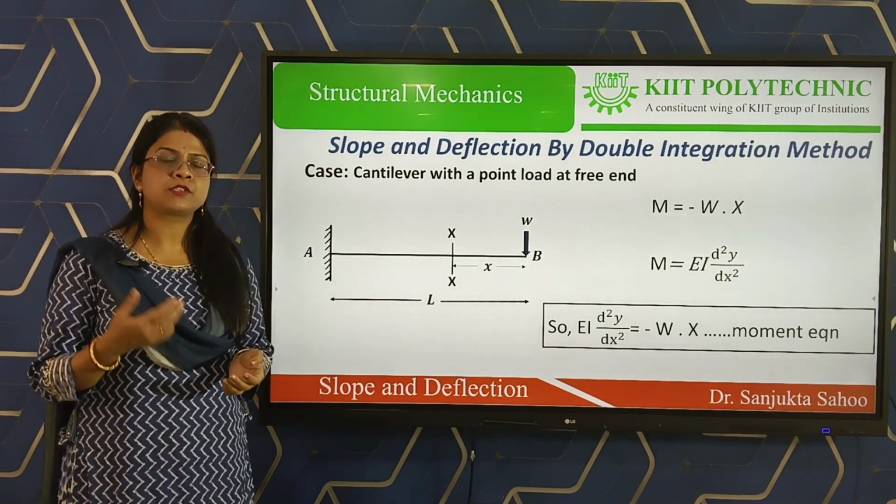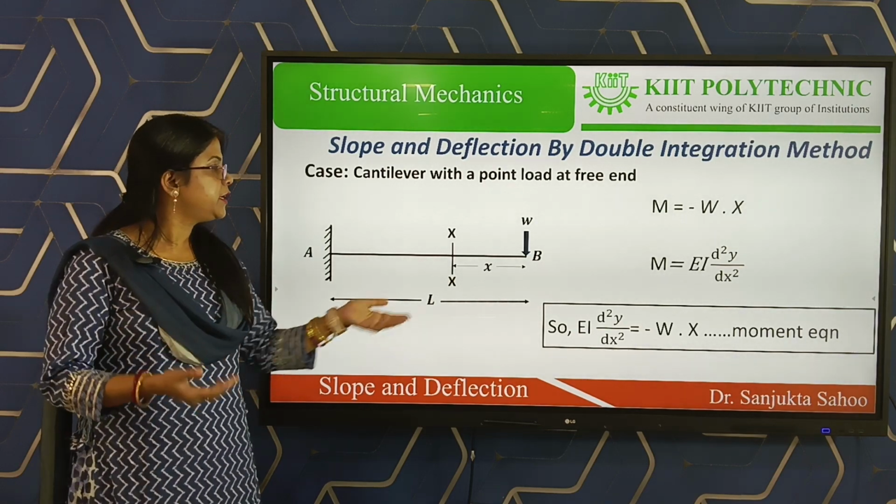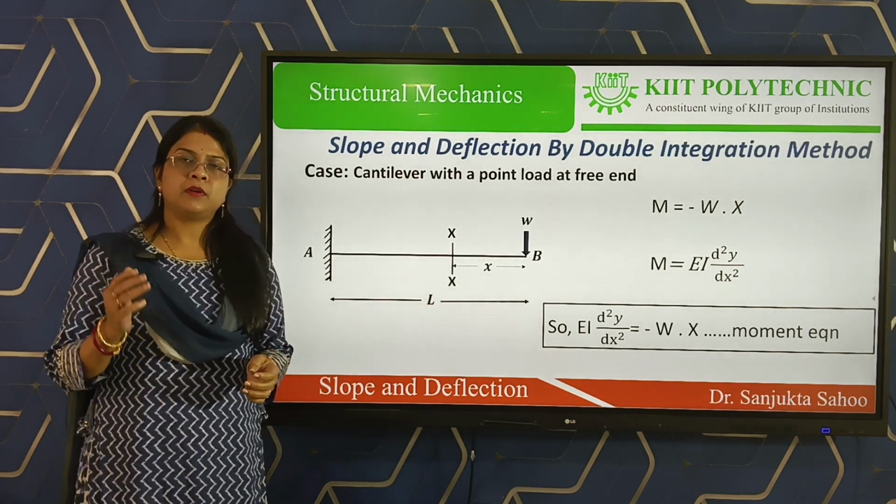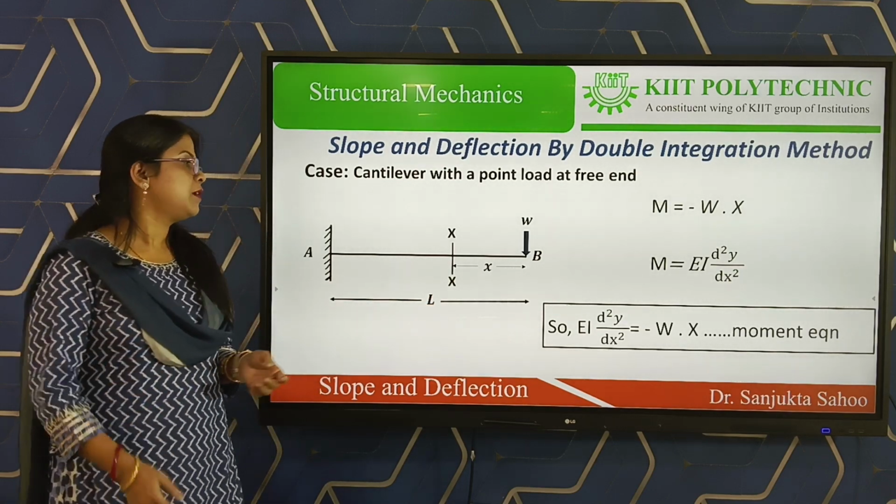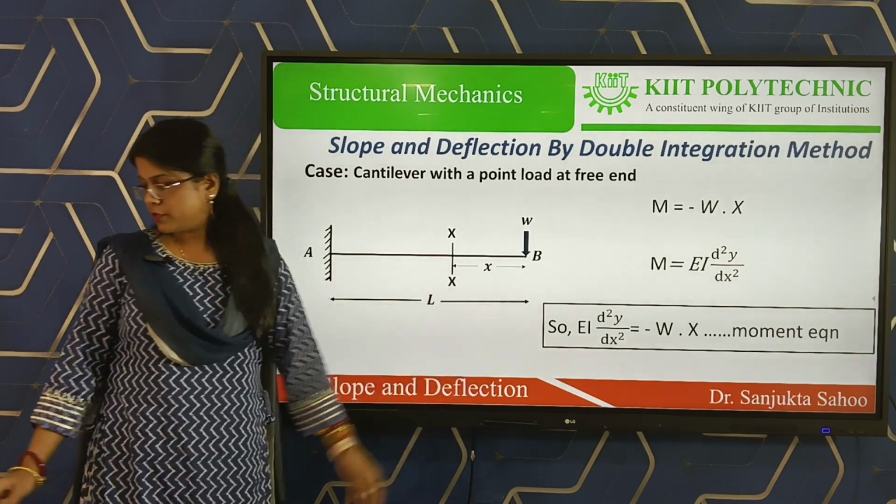Now, we have to find the slope equation by integrating it once, and to find the deflection equation by integrating the slope equation again.